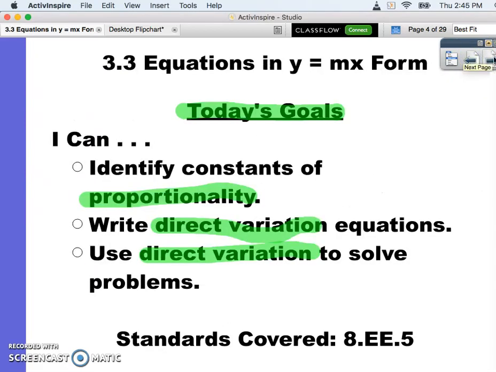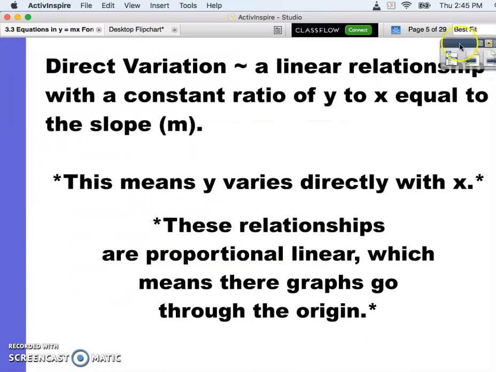All right, good morning. 3.3 equations in y equals mx form. Today's goals: I can identify constants of proportionality. I can write direct variation equations. I can use direct variation to solve problems. First thing we have to do is define what direct variation is.